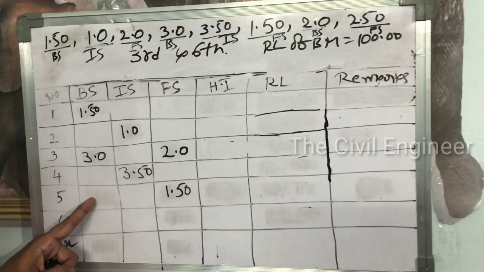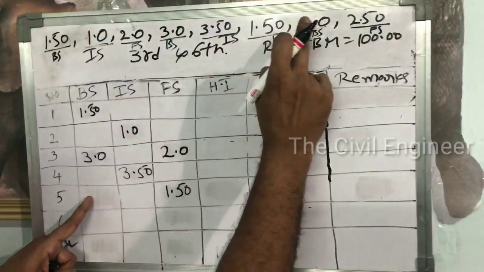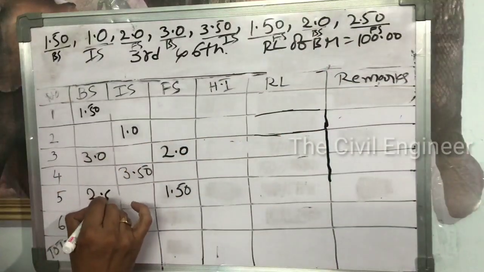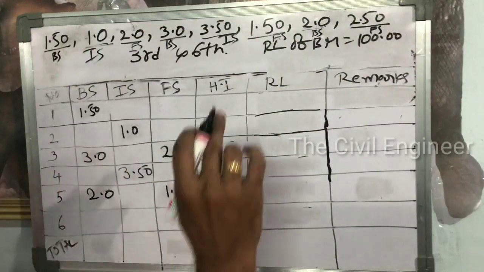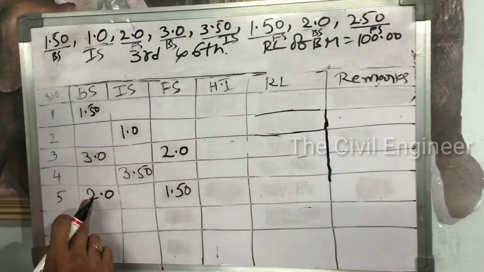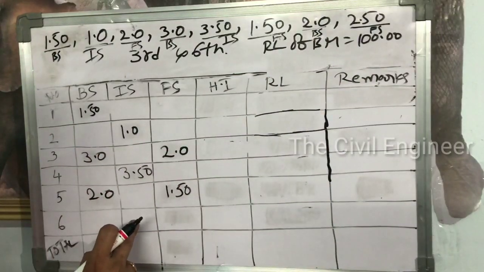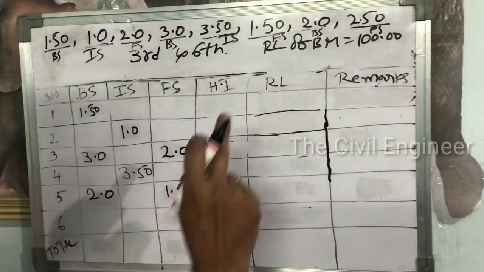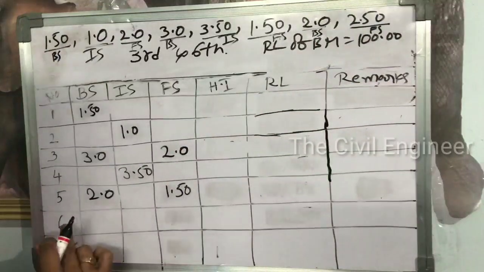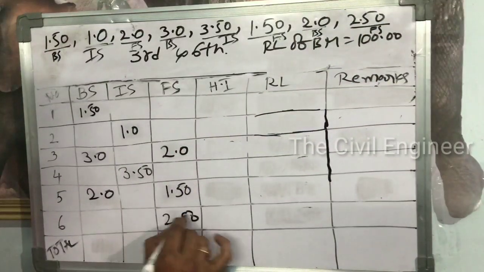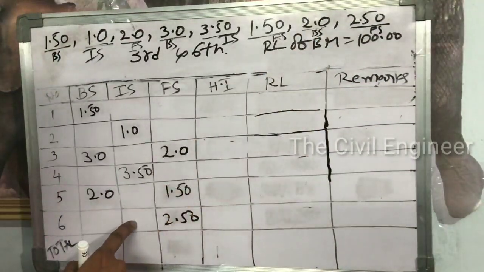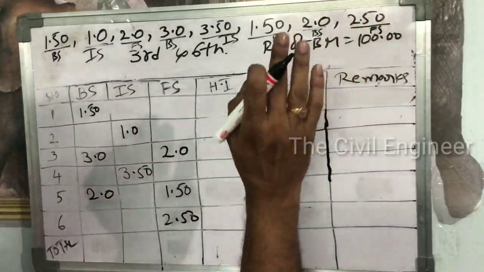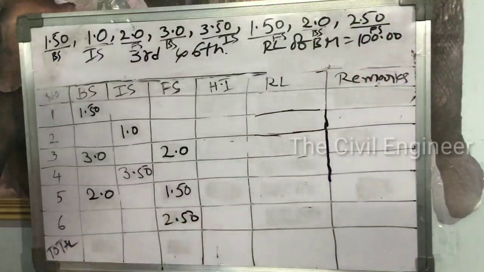So definitely there must be a back side. The immediate next reading after the foresight is back side. This back side is posted in this row with 2.0. Now again the process starts from back side, next intermediate side and foresight. But here there is no intermediate side, so the immediately next reading is foresight. If there is any intermediate side, you have to write it in this place. As there is no intermediate side, we can post it into the foresight column.